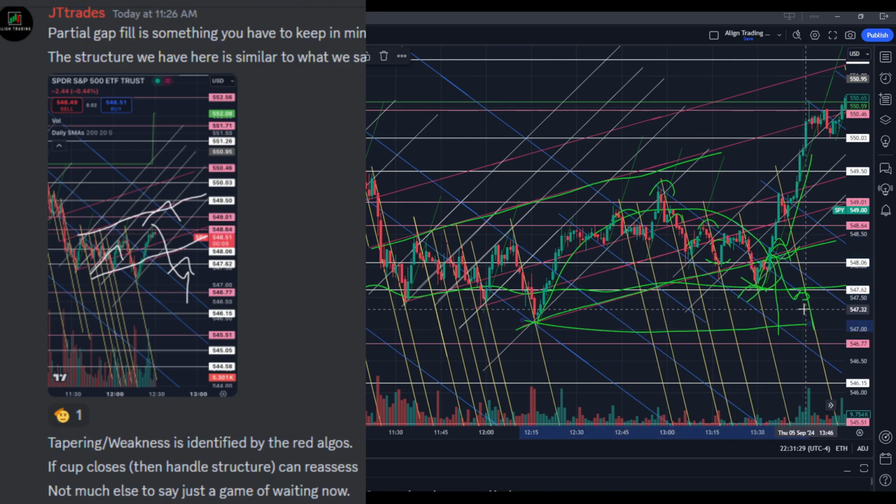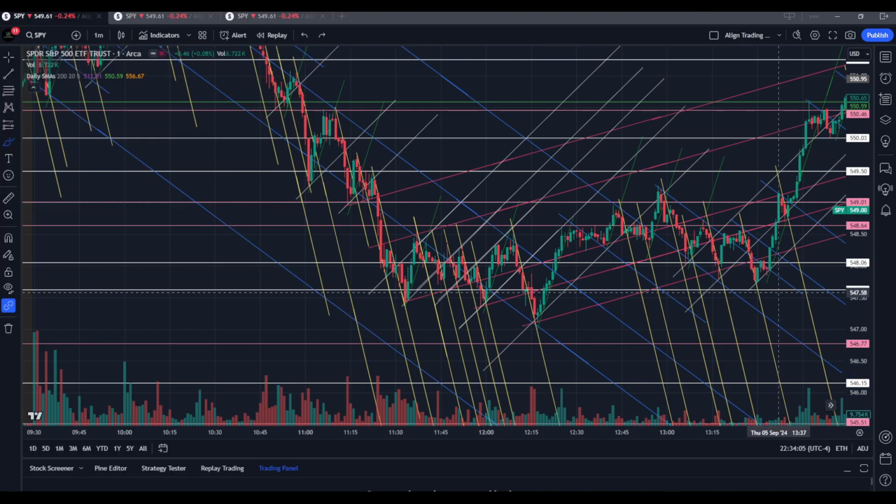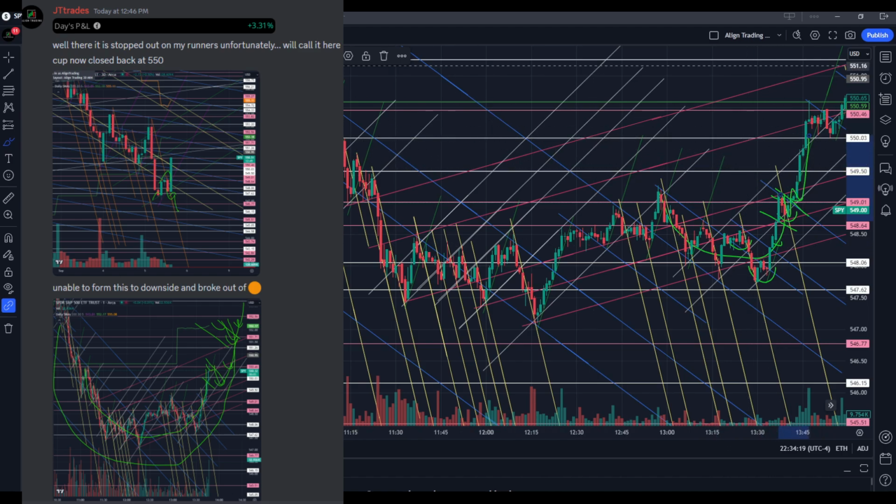Maybe right here again, right, we form another head and shoulder as well, and then you see us head down and attack that gap. Now at this point right here, you do not have to take this entry, but once you see this cup close right here, and you see that controlled selling and this inverse head and shoulder, that could have been a great entry. I was stopped out of my runners around this point, and I called it a day.